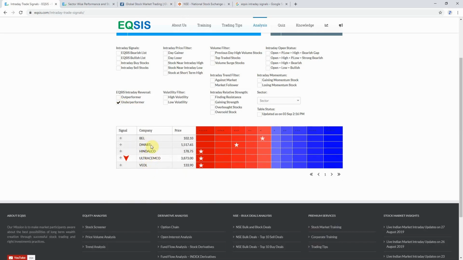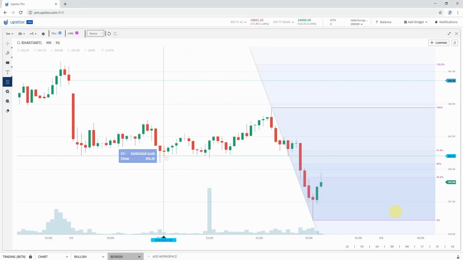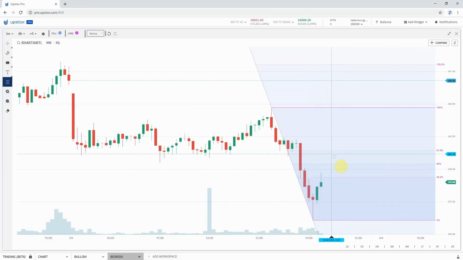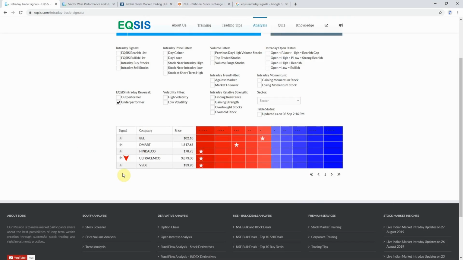Now Bharti Airtel is not the pick now. It is not that underperforming. But when I see the stock heading around 61.8% or 50%, and if it still happens to be an underperformer, I don't mind creating a short position, and I can keep the prior top as a stop loss. See, either way, whether you use the sector or not, make sure that you go in line with the market.